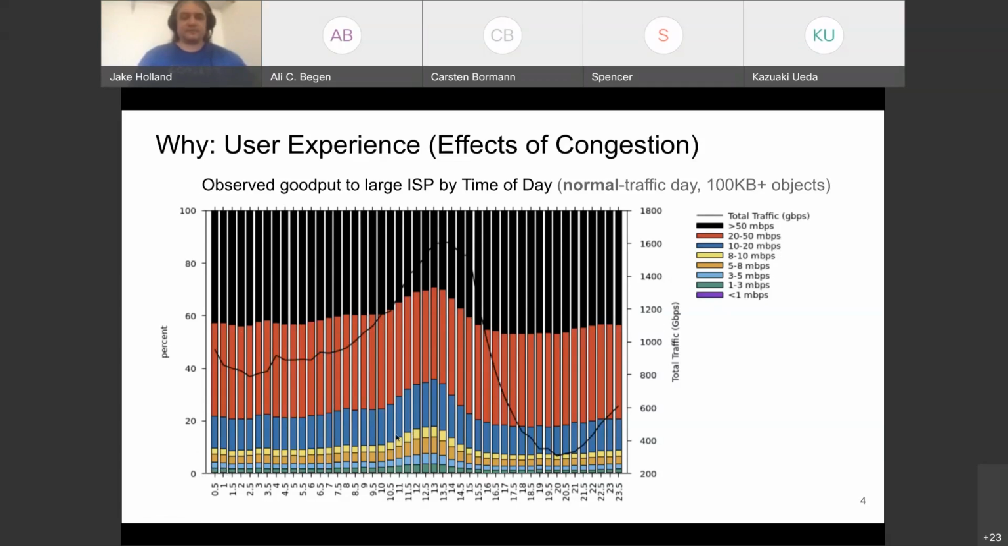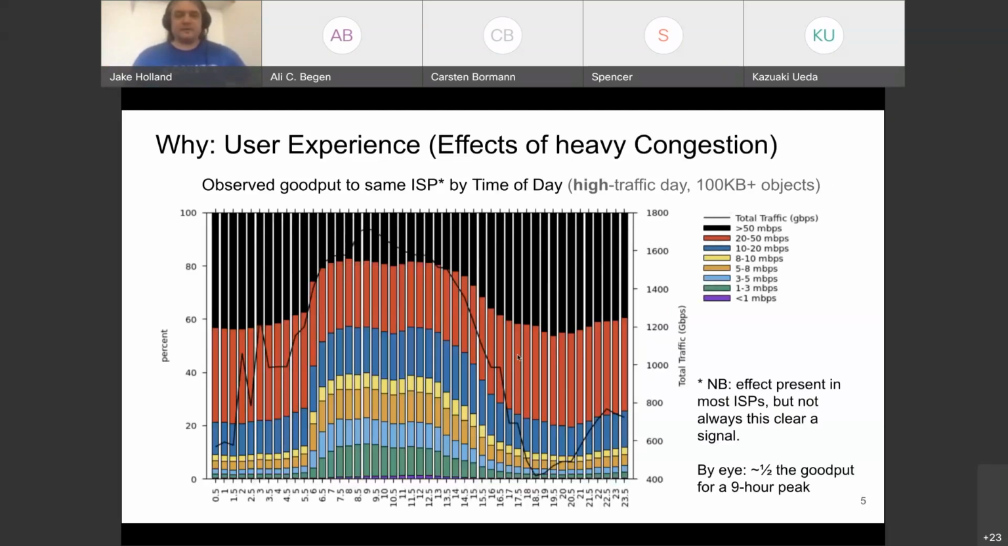As you can see, there's a reasonably stable distribution of throughputs across most of the day for these objects. As we get into the peak of the day, the slower transfers take a higher share for a couple of hours. This is what we see for ISPs like this on a normal day, and this is reasonably typical. On a heavy traffic day, what we see is this instead.